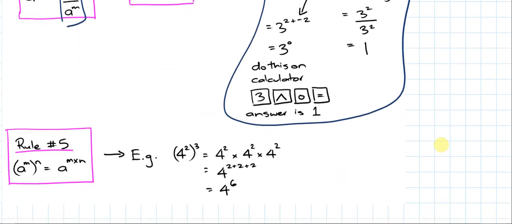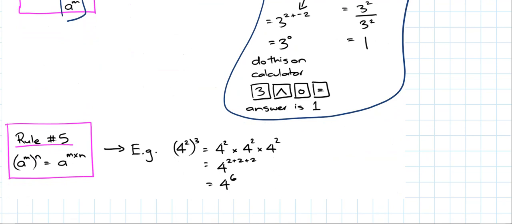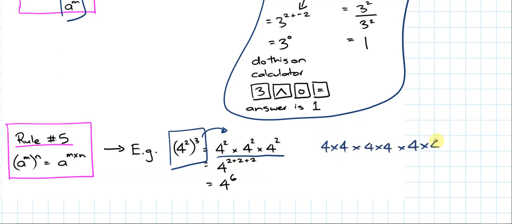And the last rule is a rule to do with brackets. So say we've got an example like this, 4 squared all to the power of 3. So whatever is inside the brackets is being raised to the power of 3. If I write this out in full, this is what it would look like. And if you were to write that out in full, you can see that that is the same as 4 to the power of 6. So what we're doing here is we actually multiply the powers if we're dealing with brackets.